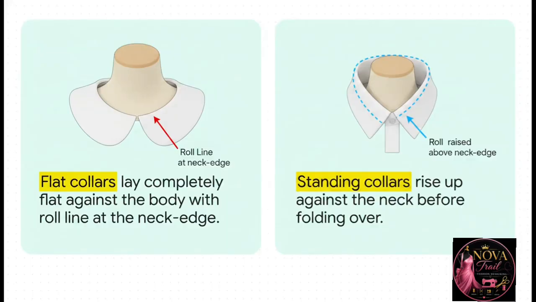Section 4. The fundamentals of collars, anatomy of the neck edge. Now we're moving from flat necklines into the 3D realm of collars. The secret sauce here is the roll line. Flat collars, like a Peter Pan, have a roll line directly at the neck edge. They just lay completely flat against the body. Standing collars, though, actually rise up against the neck before folding over. That means their roll line is physically raised up and away from the neck edge. Plus, collars require perfect notch matching and negative ease, meaning the collar's neck edge is cut slightly smaller than the bodice so it sits snug.